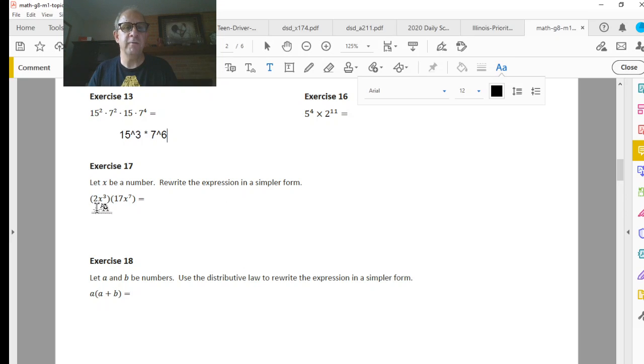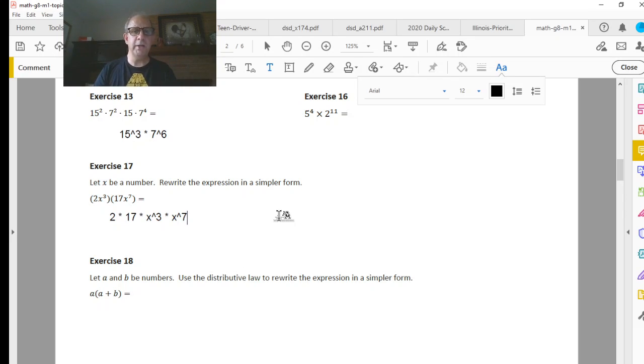Here I have a coefficient for each of these. So like we did, well, we didn't do it before. We separate these out using the magic of commutative power. So this is 2 times x to the third times 17 times x to the seventh. So I'm going to separate those out and do 2 times 17 times x to the power of 3 times x to the power of 7.